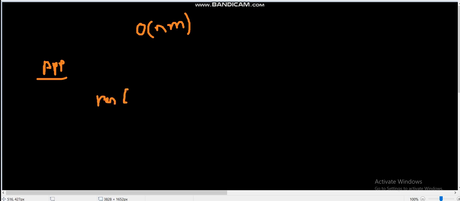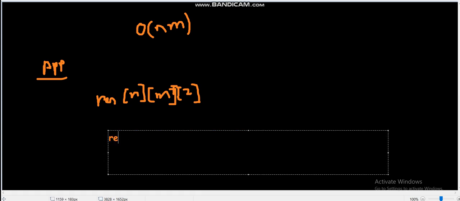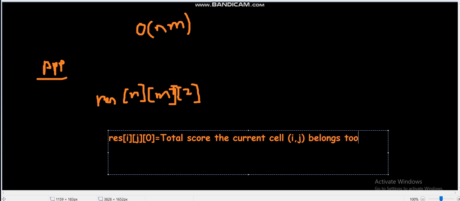array, race, whose size will be nothing but n into m into 2. So what does race ij0 identify? Let me write in text format. Race ij0 identifies the total score of the regions the current cell i comma j belongs to.